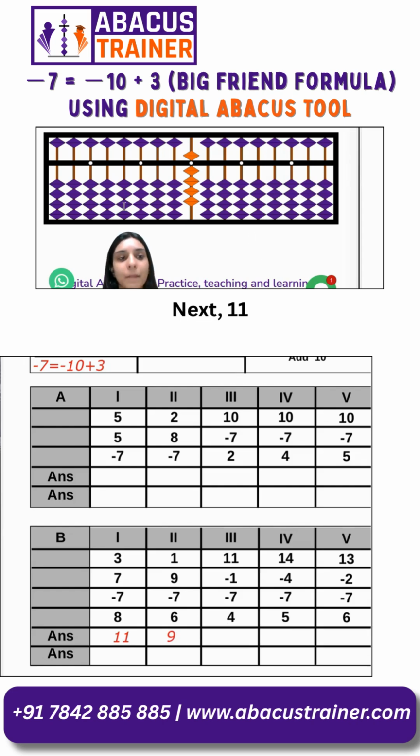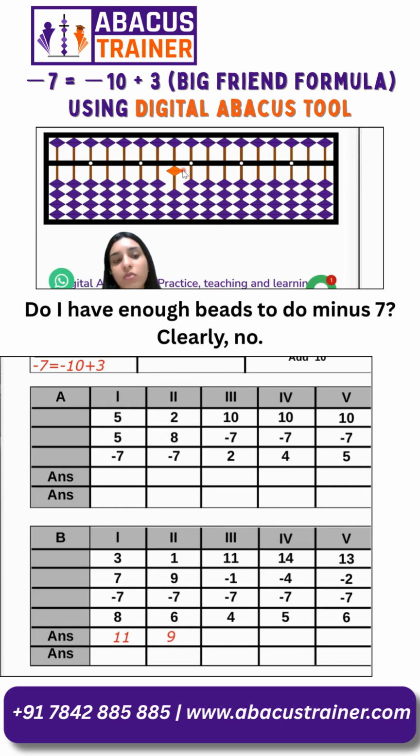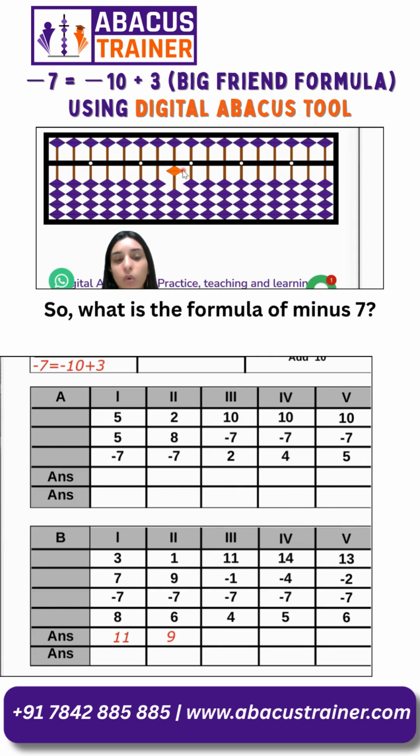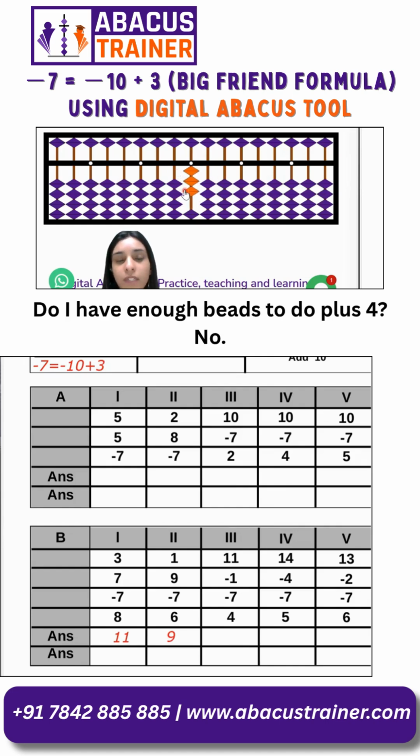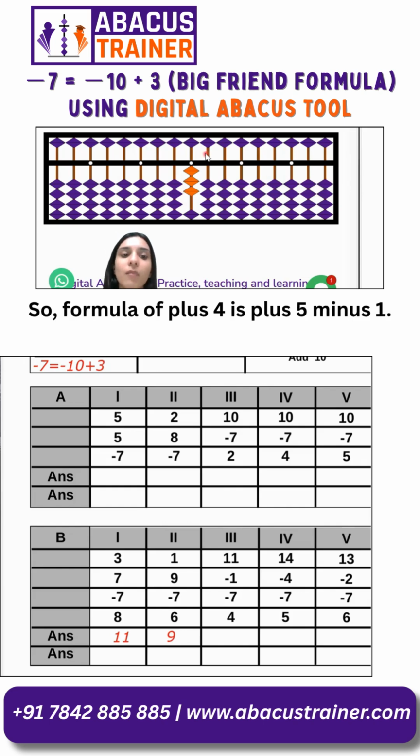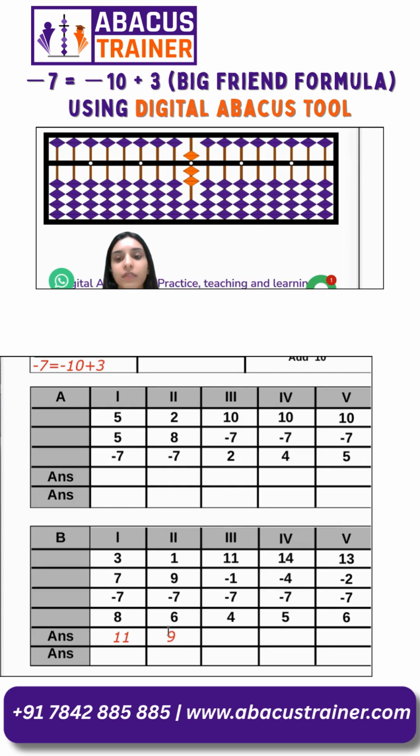Next, 11 minus 1 minus 7. Do I have enough beats to do minus 7? Clearly, no. So what is the formula of minus 7? Minus 10 plus 3 and then plus 4. Do I have enough beats to do plus 4? No. So the formula of plus 4 is plus 5 minus 1. So my answer is 7.